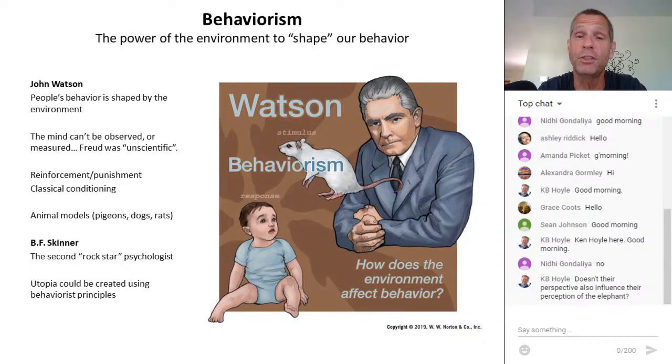Now, the second approach to psychology came from the study of animals, the study of dogs, the study of cats, and the study of rats and pigeons.